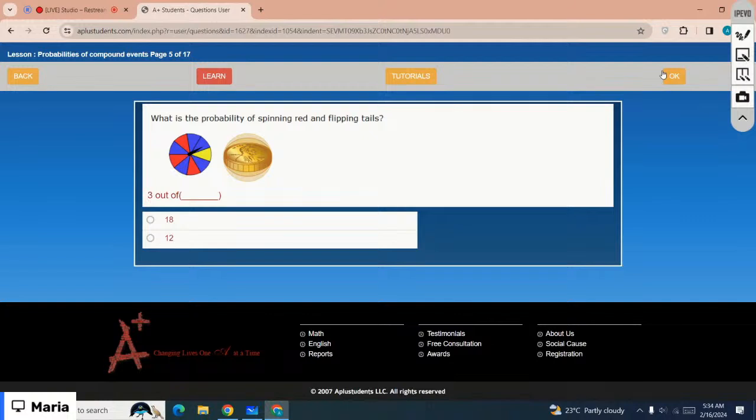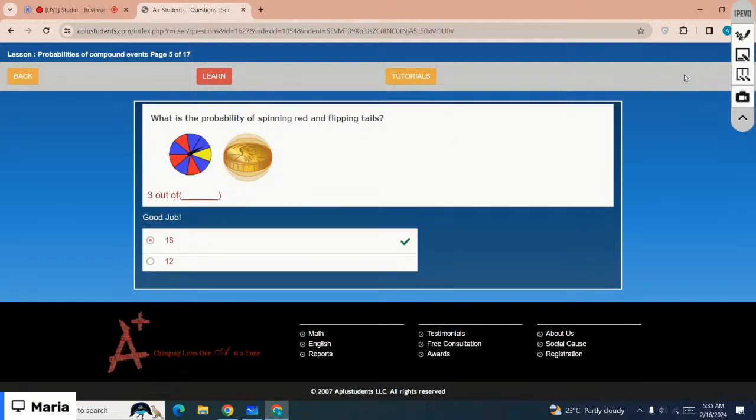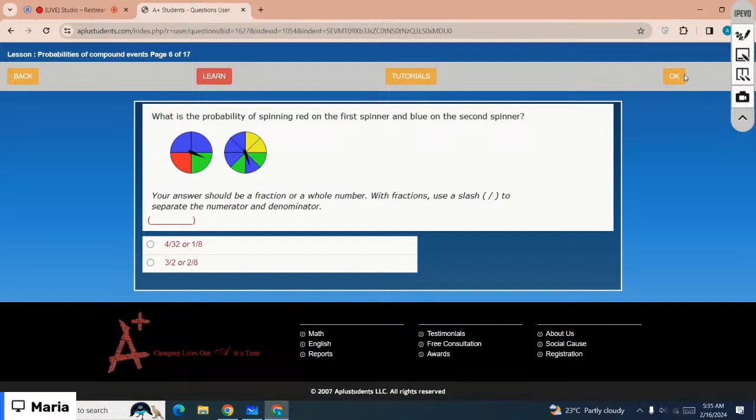Yes, that is 12. 3 out of, no, I think, hold on, 1, 2, 3, 4, 5, 6, 7, 8. No, 1, 2, 3, 4, 5, 6, 7, 8, 9. 9 times 2, 18. The total outcomes are 18, not 12. The correct option is 18 because the spinner has 9 outcomes and the coin has total 2 outcomes. So 9 times 2 is 18, not 12, right?